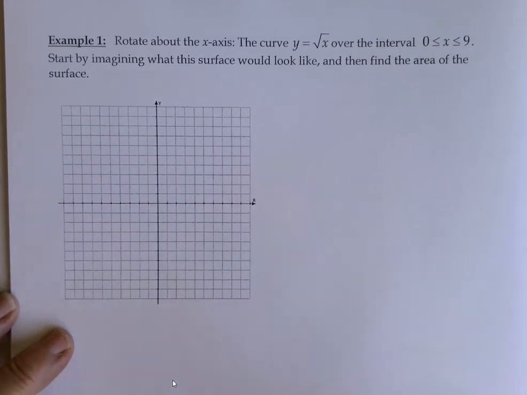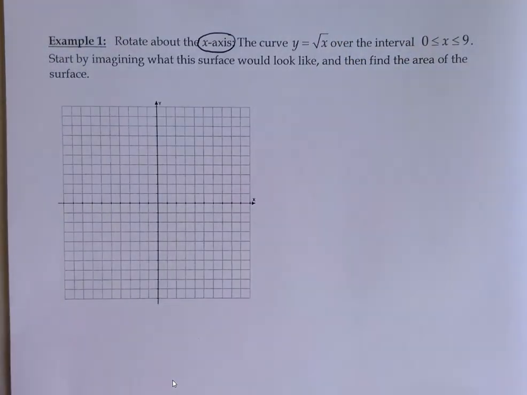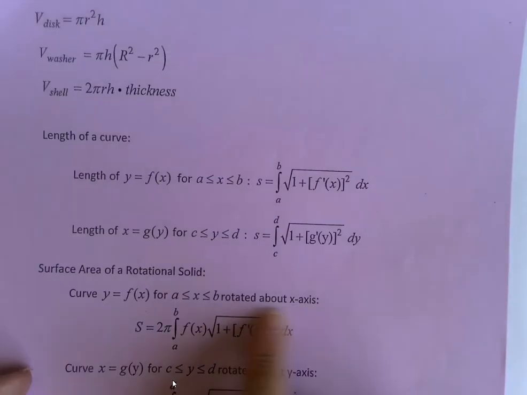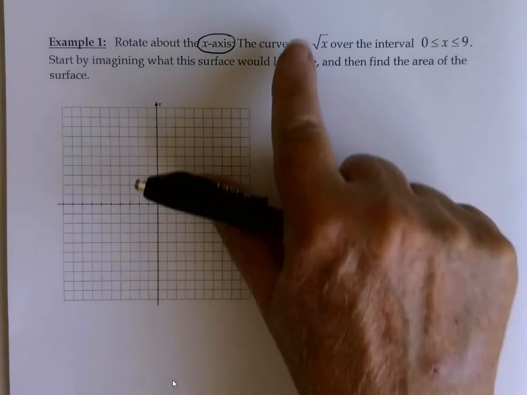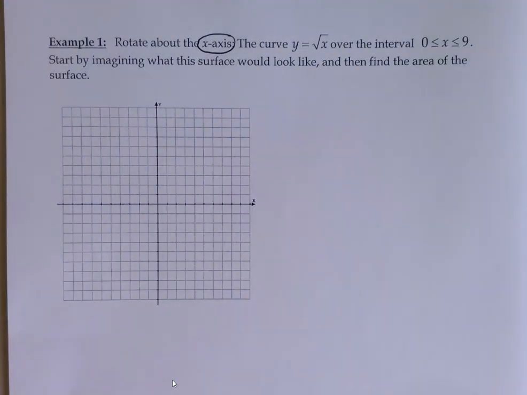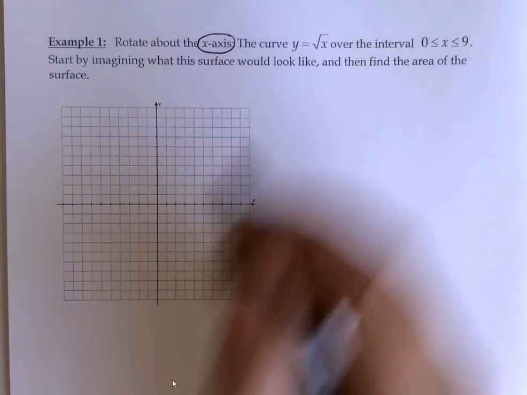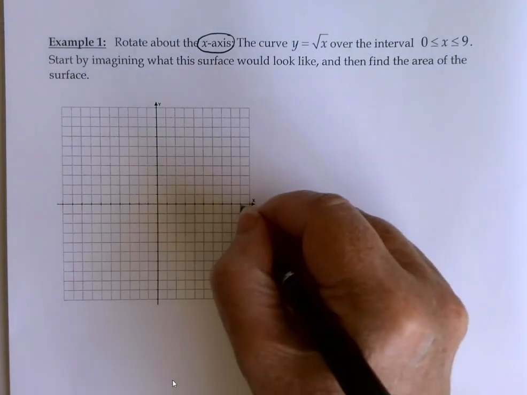In our first example, we're rotating around the x-axis. So I already know that when I rotate around the x-axis, I need to have the curve in the form y equals f of x. Fortunately, I do. So I'm in good shape on this one. I don't have to change anything. We're going to begin by just imagining what this would look like, and then we'll use our formula to actually find the surface area. Y equals the square root of x, going from x equals 0 to x equals 9.